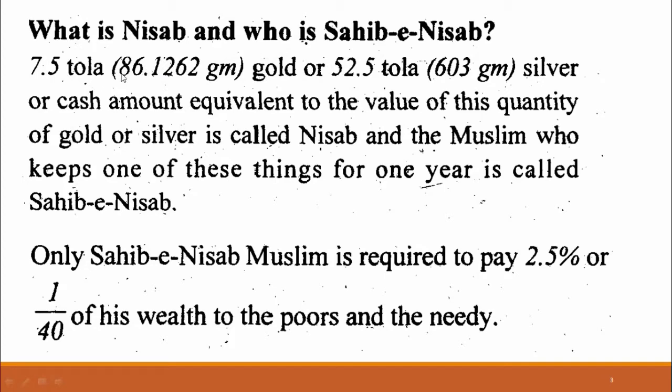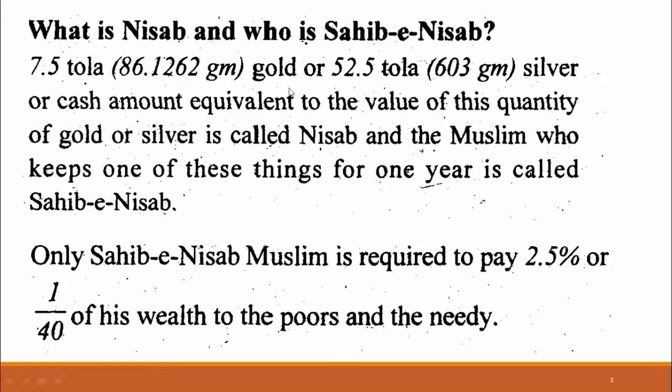7.5 tola means 86.1262 grams of gold, or 52.5 tola means 603 grams of silver, or the cash amount equivalent to the value of these quantities of gold or silver is called nisab for the zakat, and the Muslim who keeps one of these two things for 1 year is called sahib nisab for zakat.